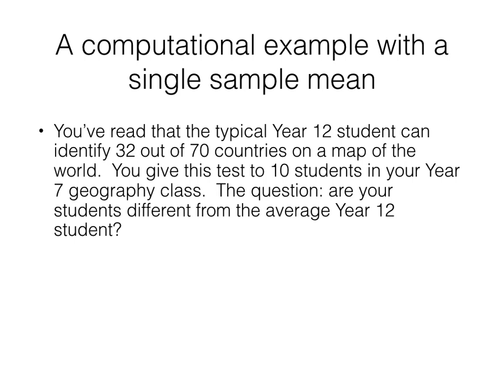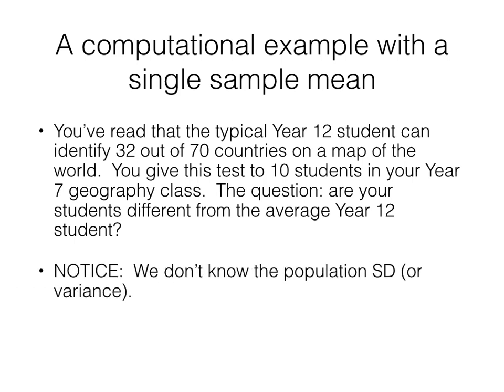Okay, so we have 10 students who've been given this test, and we want to know if our 10 students maybe come from a population that's different from what the Year 12 students are like. Now you'll notice in this problem that we don't know the population standard deviation or the population variance. All we know is that the population mean is 32, that the typical Year 12 student gets a score of 32, and that means the average, okay? And we're going to therefore have to use a t-test to do our hypothesis test rather than the z-test that we used last time.